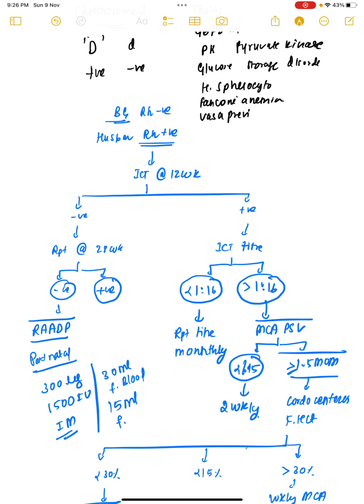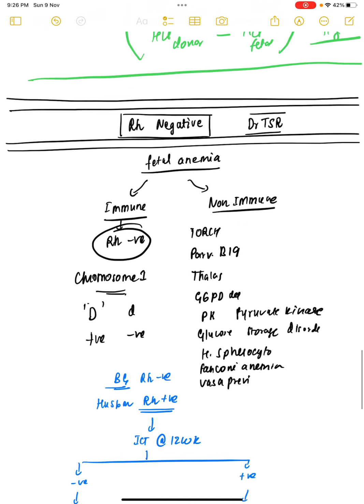So these points they will ask in the viva. These units you are not supposed to confuse. It should be perfect. Okay, this is in brief about fetal-maternal hemorrhage, that is Rh negative pregnancies.